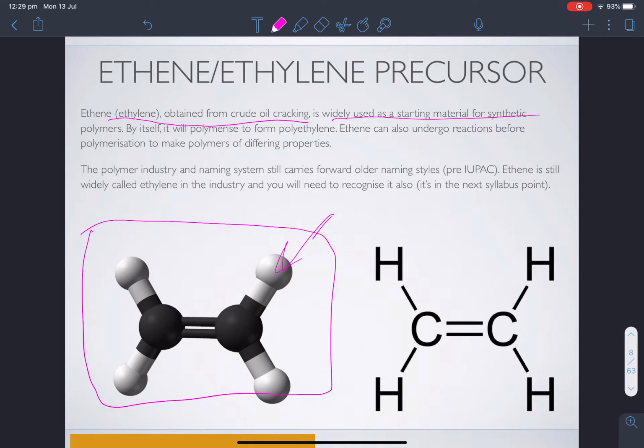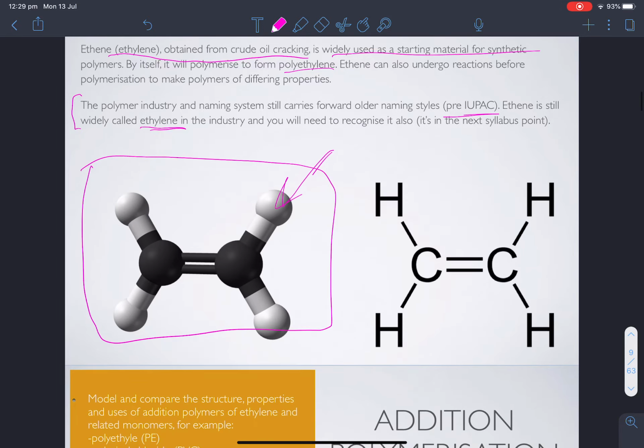So, one note here, the polymer industry and naming system still carries forward older naming styles, like how I was talking about polyethylene. So pre the IUPAC, the International Union of Pure and Applied Chemistry, ethene is still widely called ethylene in the industry, and so you'll need to recognize that term, okay? And it's in the next syllabus point too, so it's important that you recognize that ethylene is ethene.